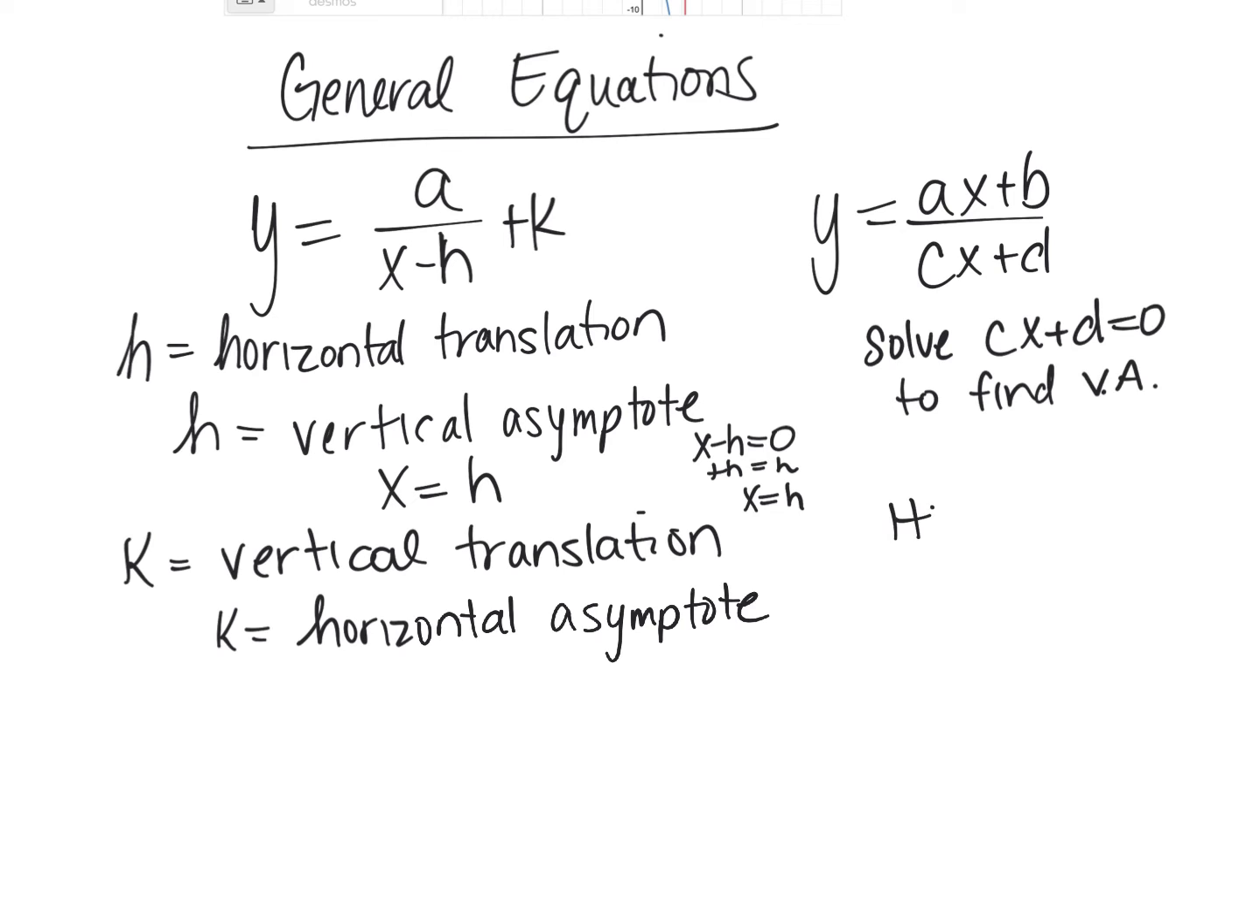And our horizontal asymptote is y equals a over c. I can divide the coefficients on the x. And remember, if there's an x without a coefficient, the coefficient is a 1.